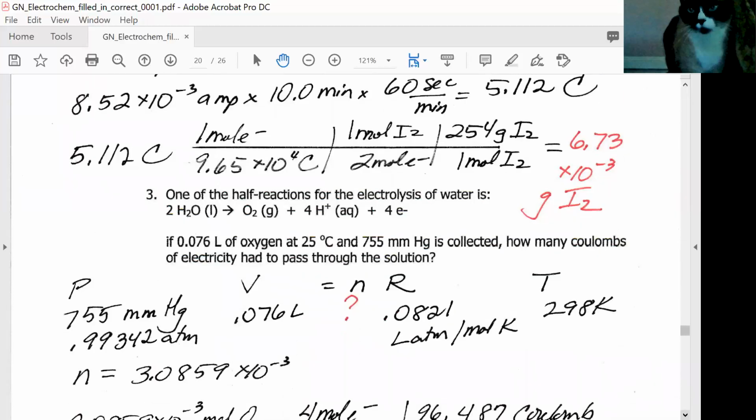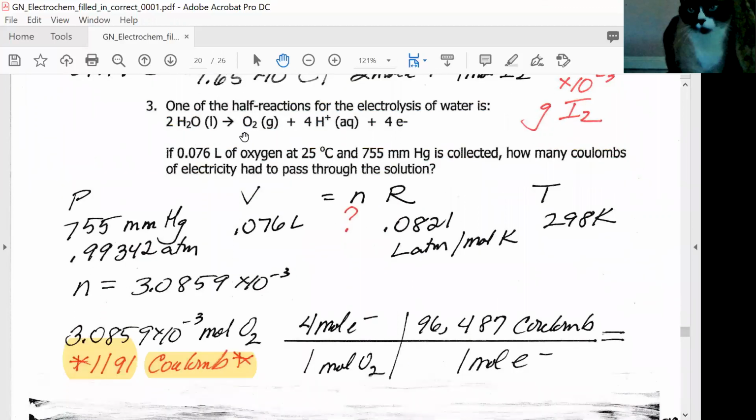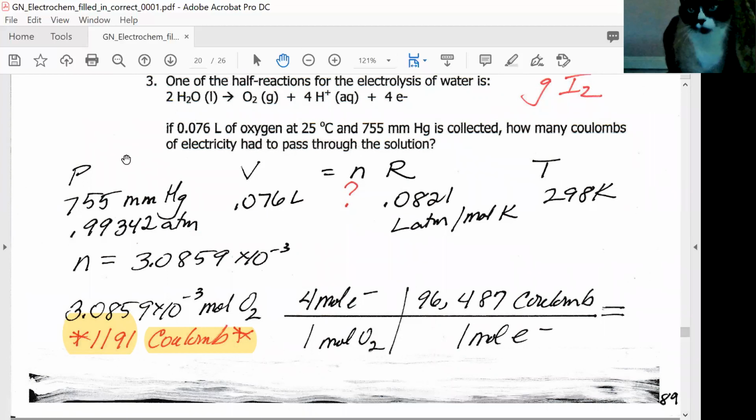Okay, so the next question is asking us about the electrolysis of water. This is one of the possible half reactions for the electrolysis of water: water liquid goes to oxygen gas plus 4H plus plus 4 electrons. And our question: if 0.076 liters of oxygen at 25 degrees C and 755 millimeters of mercury is collected, how many coulombs of electricity had to pass through the solution? You're going to have to use PV equals nRT.